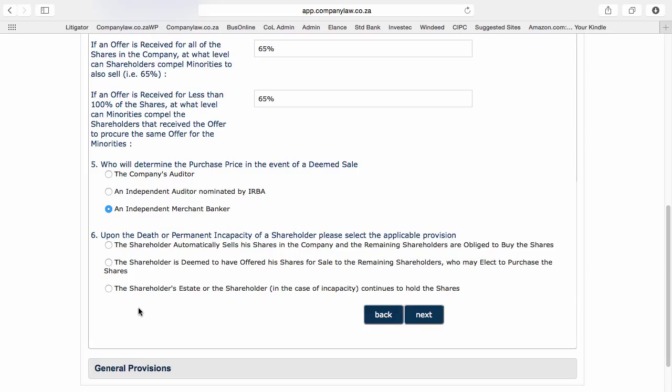And here we have three options. First, the shareholder automatically offers to sell his shares to the remaining shareholders who are obliged to purchase the shares. In other words, this would give rise to an automatic sale. The second option is that the shareholder or his or her estate will be deemed to have offered the shares for sale, but the remaining shareholders are not obligated to buy those shares. Finally, the draftsman can elect to provide that the shareholder's estate continues to hold the shares.